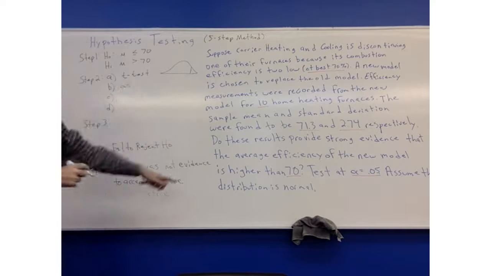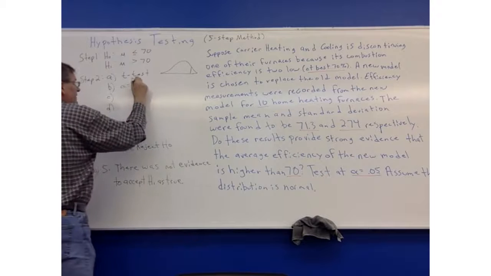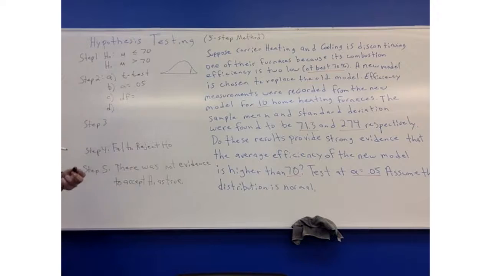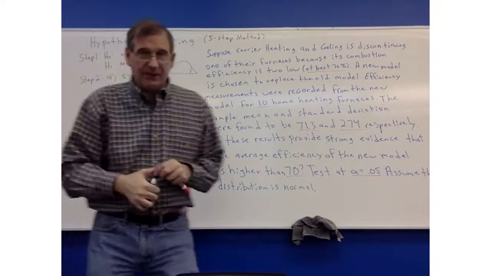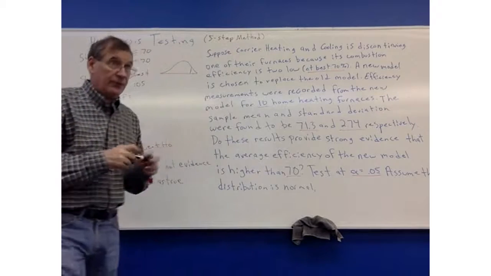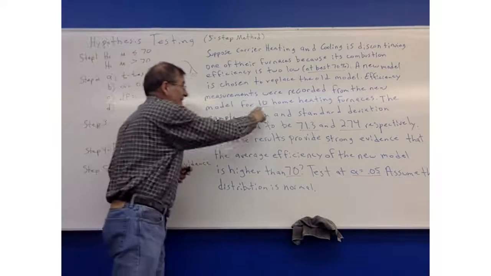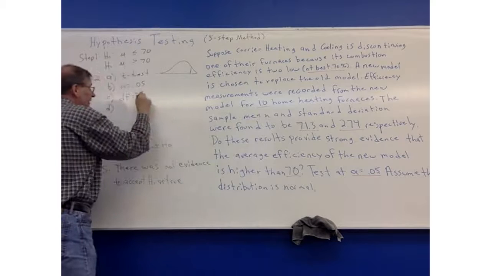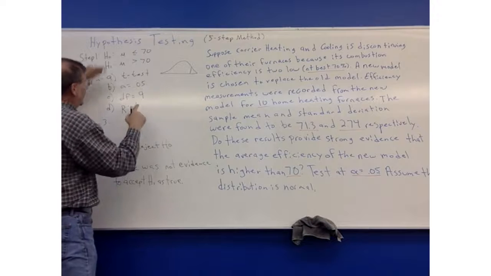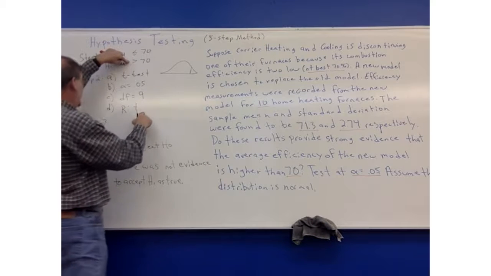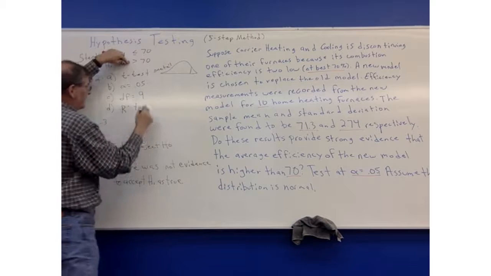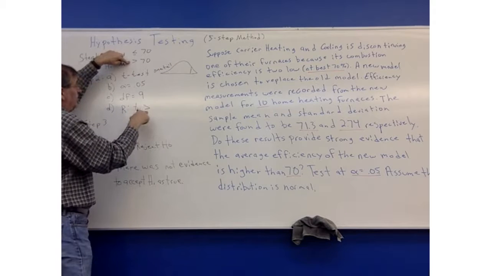Alpha, they have 0.05. Now, degrees of freedom is not infinity. This is not a z-test, so the degrees of freedom are not infinity. If you remember, the degrees of freedom are n minus 1. N is 10. 10 minus 1 is 9. Reject if t. This is a one-tail test, and I did not write that up here, did I? One tail, I need to write that. One-tail test, so those symbols match.